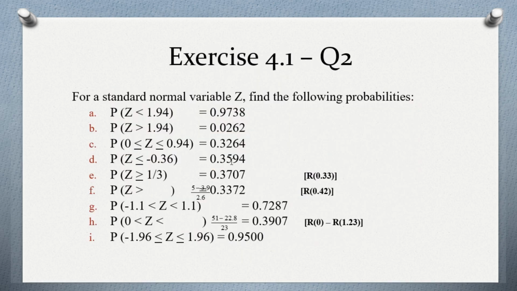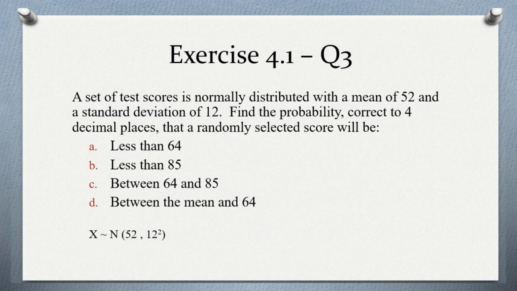Same goes to exercise 4.1. The only mistake a lot of you will make is in part F, because they have given you the whole calculation. Part E, 1 over 3. You need to change it to 2 dp. You don't go and put in the whole thing, your answer will be different. Same goes to this here. I have highlighted it in a bracket here. Your z-score must be in 2 dp. So a lot of students make mistakes here. If your z-score is not in 2 dp, your probability will obviously be different.